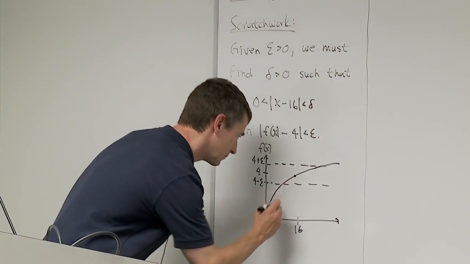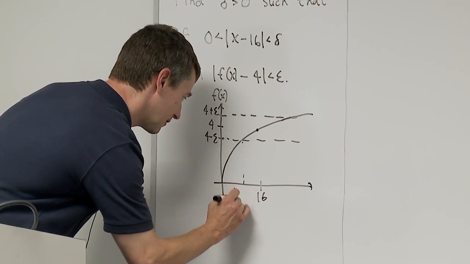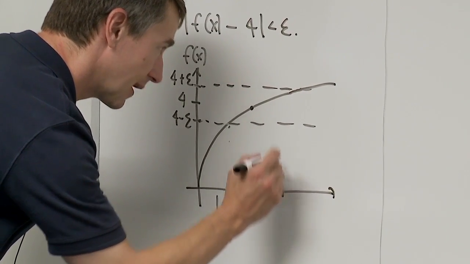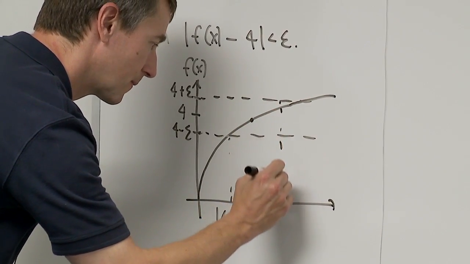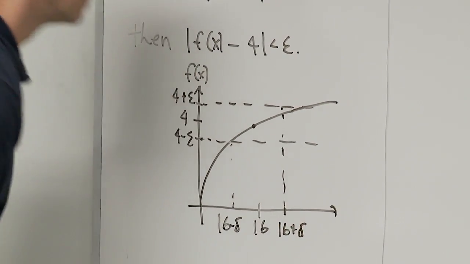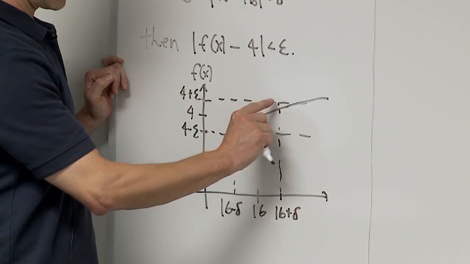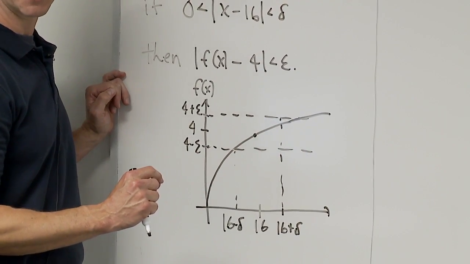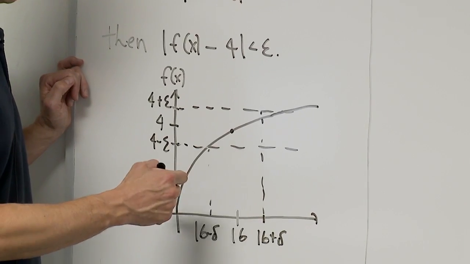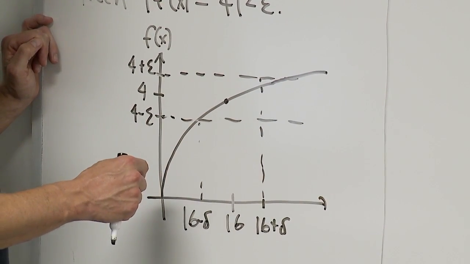So you can see here that maybe if we go back to here, 16 minus delta, and if I go the same distance in this direction, 16 plus delta. As long as the x's stay in here, the y values stay where they're supposed to in that little epsilon band.